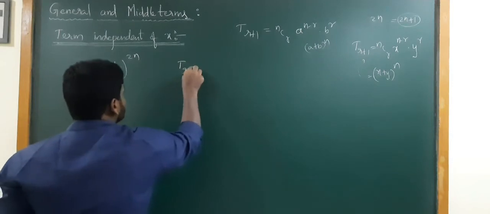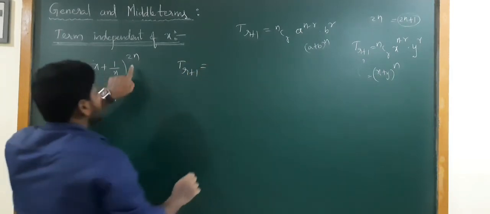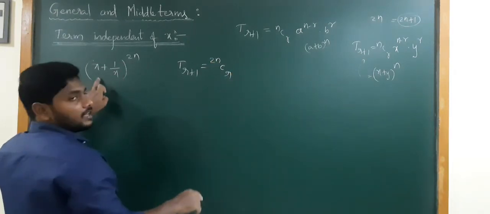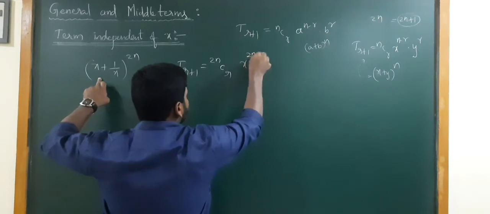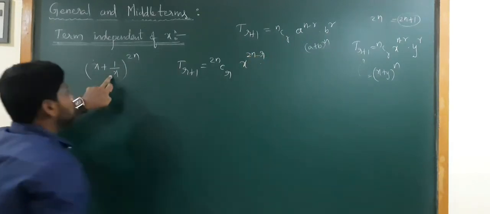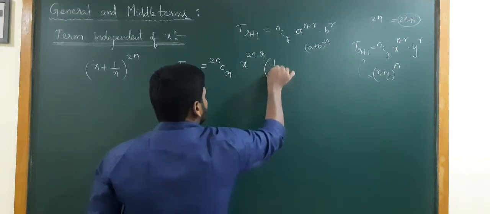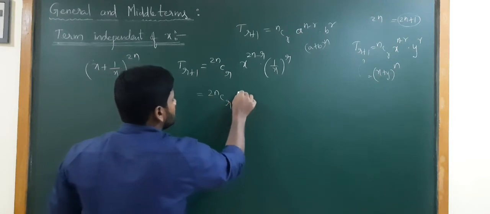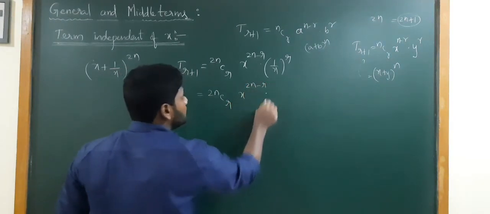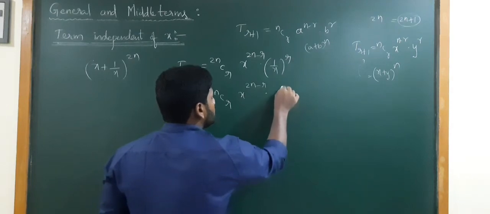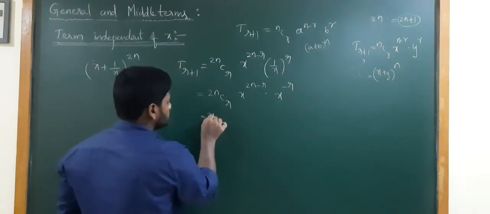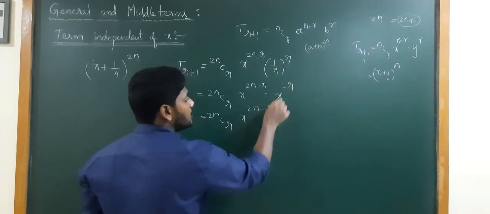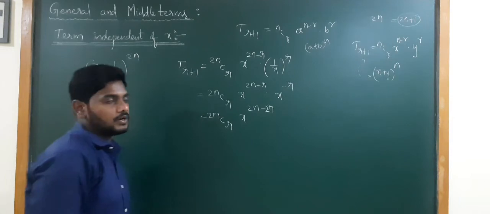So in this T(r+1), what is the n value here? The n value is 2n, so 2nCr. What is a here? x. So x to the power of 2n minus r into y. What is y? (1 by x) to the power of r. If you simplify this, 2nCr x to the power of 2n minus r into 1 by x to the power of r, we can write x to the power of minus r. So this will be 2nCr x to the power of 2n minus r, again minus r, it will be 2n minus 2r.